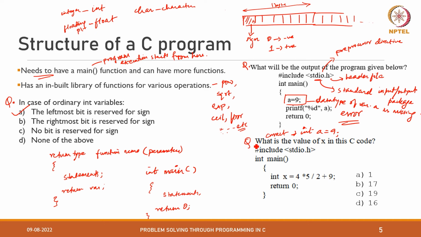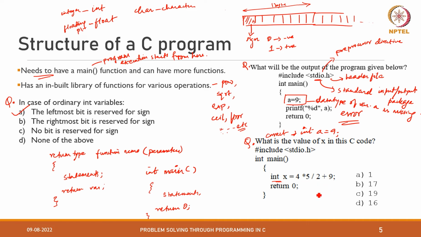The next question is, find the value of x in this C code. We have this function where we are defining int x properly this time, and we are initializing it with some expression. So what is the value of x in this particular C code? We have specified int x, so x is an integer variable, and we are storing whatever value is evaluated from this expression. So what exactly will happen here? What will be the answer here?